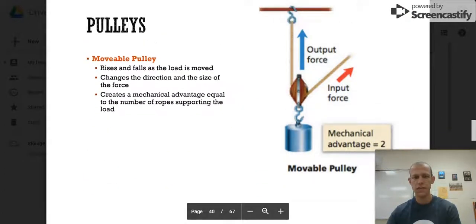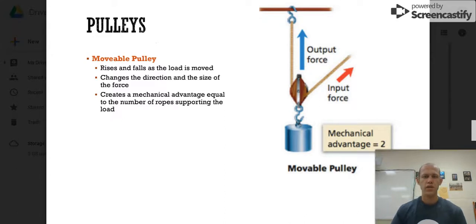A movable pulley. This gives you a mechanical advantage of 2. It rises and falls as the load is moved. It changes the direction and the size of the force. It creates a mechanical advantage equal to the number of ropes supporting the load. So this rope is supporting it, and this rope is supporting it. So we cut the weight in half. That gives us a mechanical advantage of 2.